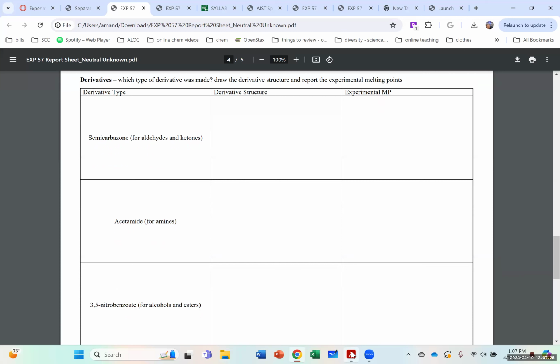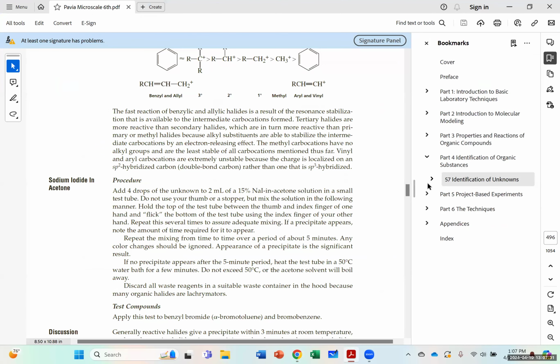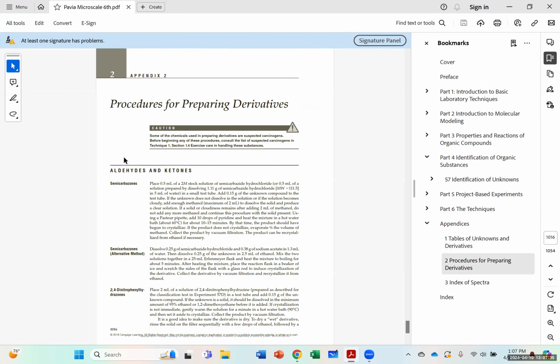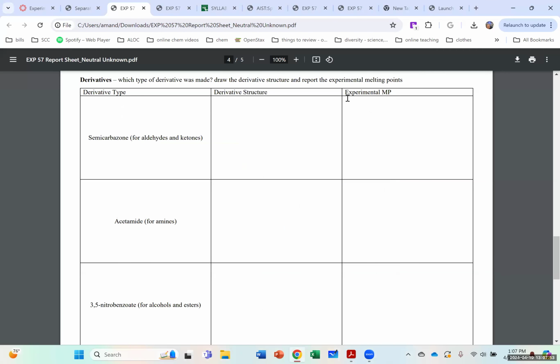The procedure for these are also in our book. They are in Appendix 2. So procedure for preparing derivatives in the aldehydes and ketones section. The very first one is semicarbazone. So this paragraph is the procedure to turn your aldehyde or your ketone into a semicarbazone. The purpose for this is because boiling points are notoriously inaccurate, and so we turn it into a solid so that we can get a melting point, which is much more accurate.